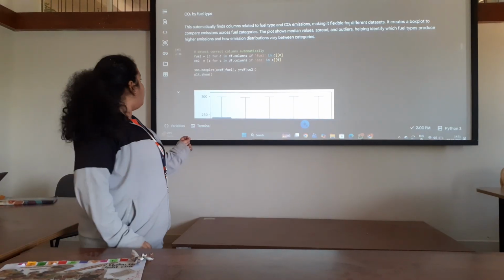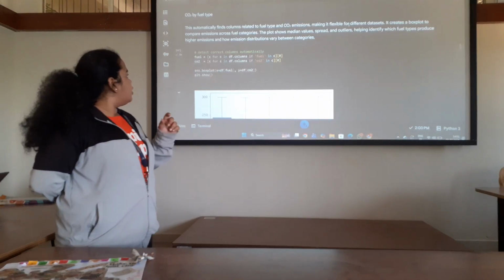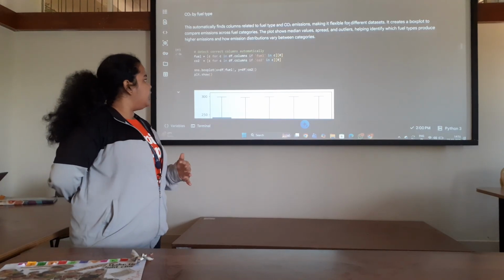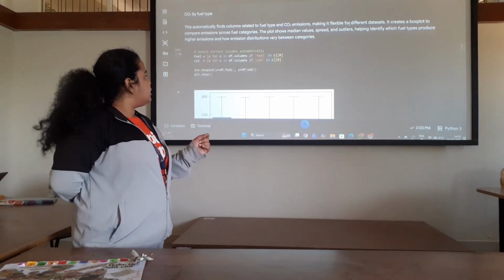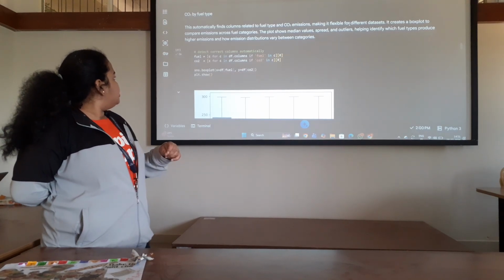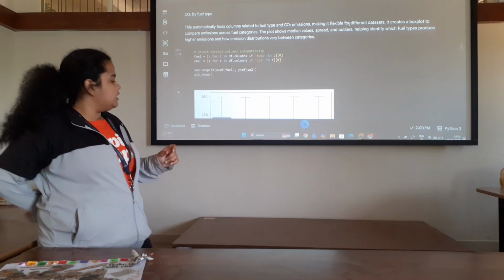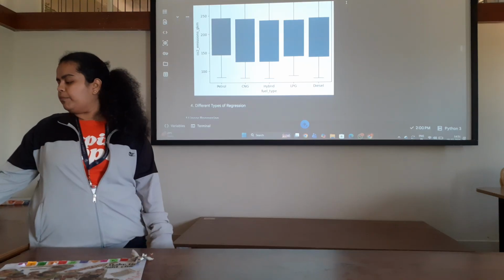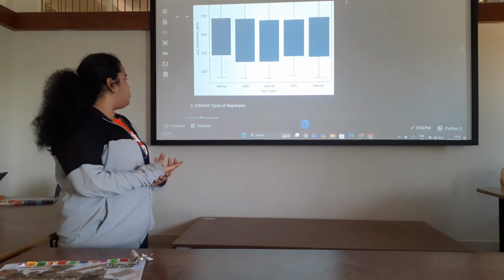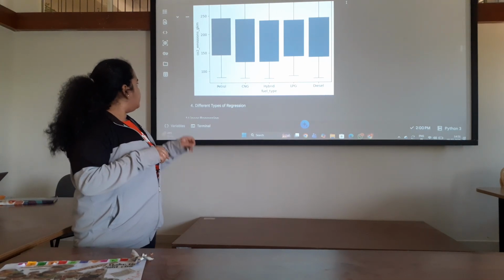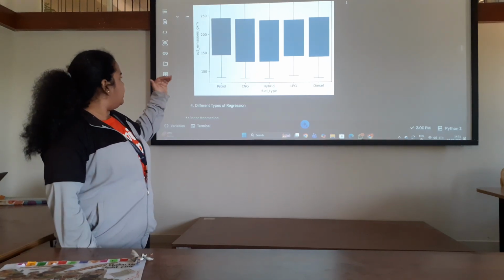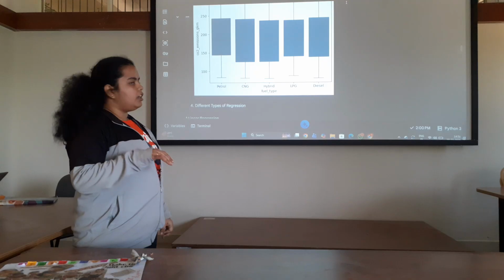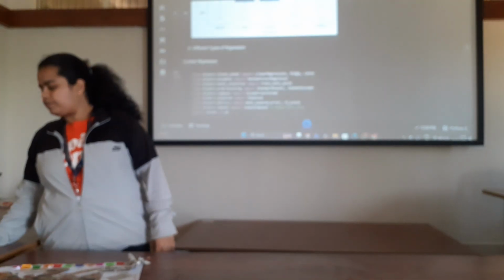Now CO2 by fuel type. This automatically finds the columns related to fuel type and CO2 emissions, making it flexible for different data types. It creates a box plot to compare emissions across the fuel categories. We can see the fuel types: petrol, CNG, hybrid, LPG, and diesel, and how much carbon dioxide each produces. The outside lines are higher and the lower lines are very low, and the middle line shows the median CO2 emission.